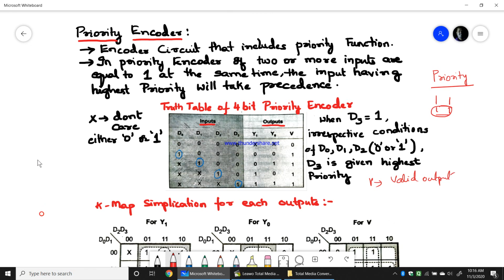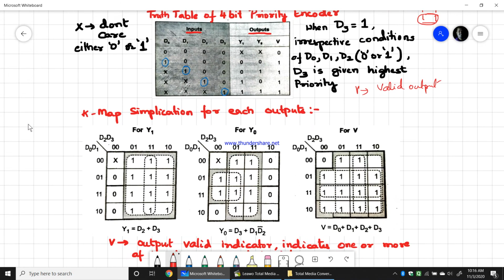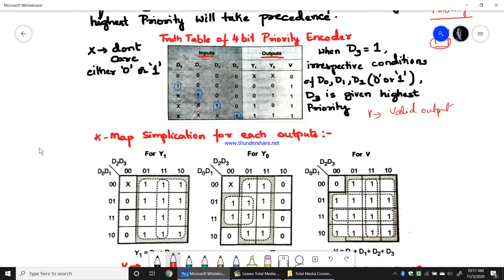Okay, so what is the job of V? It checks or tells whether any one out of the 4 inputs is active. If any input is 1, then the valid output indicator will be equal to 1. It says that any one input out of 4 inputs is active. So here all are zeros, that is why V is 0, because when V is 0 it means no input lines are active. Then the output will be don't care.